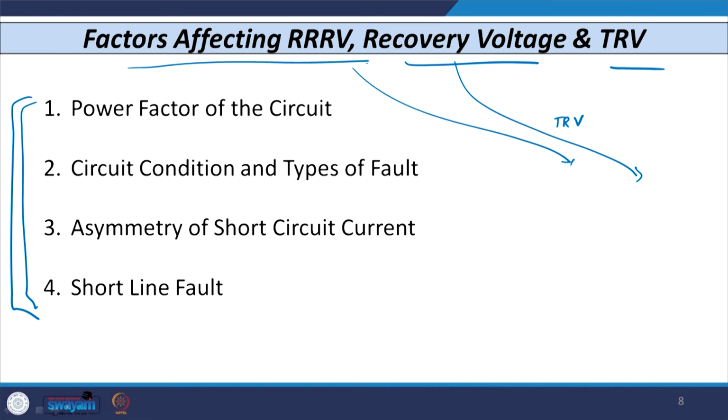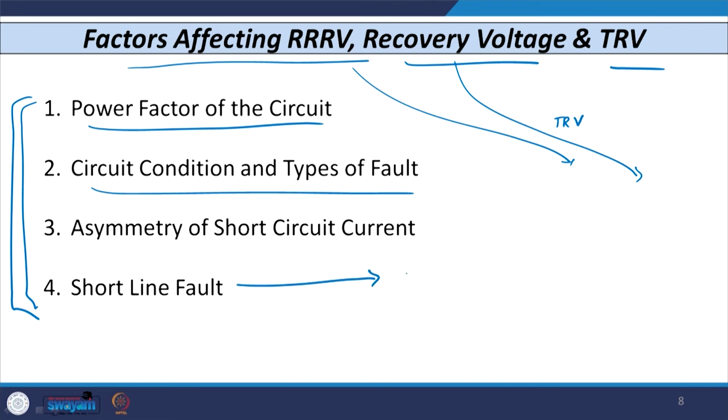So, the first factor is the power factor of the circuit, right. The second is the circuit condition and types of fault. The third is the asymmetry existing in the short circuit current, and the fourth one is the short line fault. This is basically nothing but the closing fault.